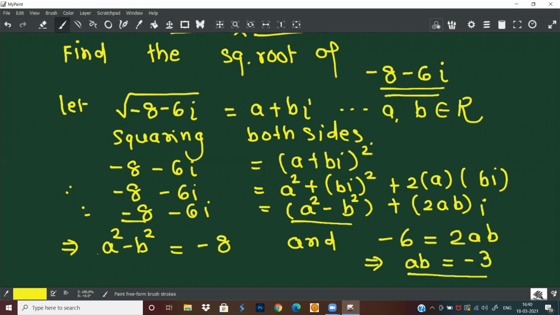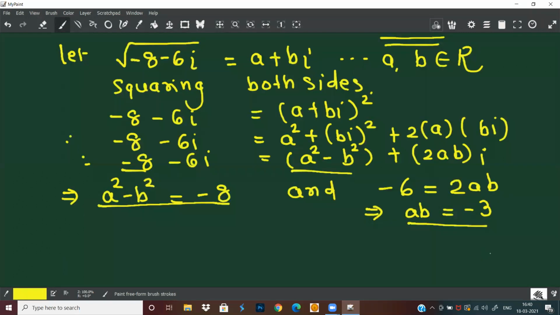Now we need to solve these two equations. It's very simple now. What you can do is, b is minus 3 upon a. So b square is 9 upon a square, squaring both sides. Now this equation and this equation will be solved.